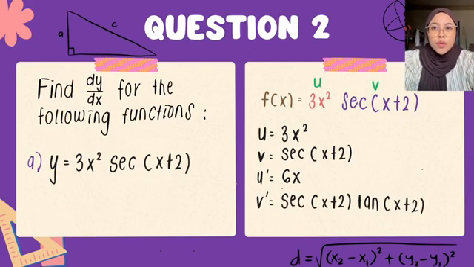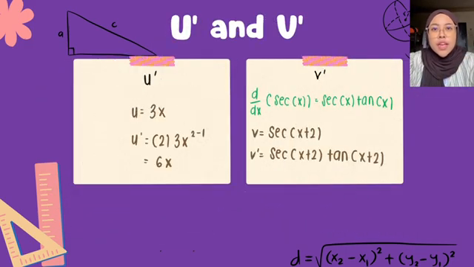We should find dy over dx for the following function, which is y equal to 3x squared secant (x plus 2). So firstly, let u equal to 3x squared and v equal to secant (x plus 2). Next, I differentiate u, which gives u prime equals 6x. After that, I differentiate v equal to secant (x plus 2) using the chain rule. The derivative of secant (x plus 2) is secant (x plus 2) tangent (x plus 2).